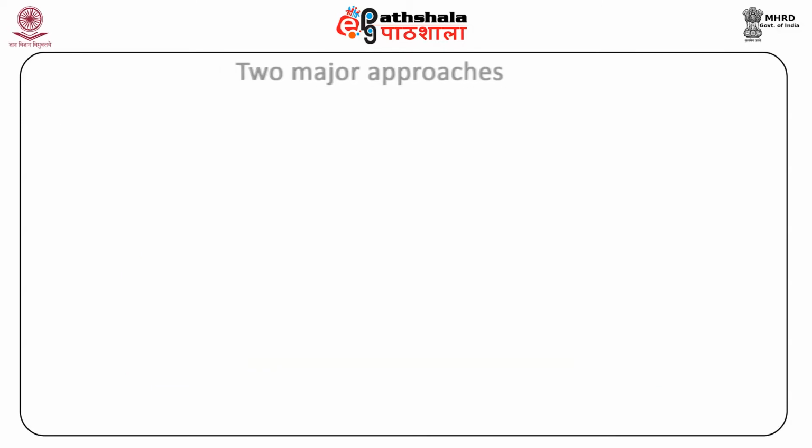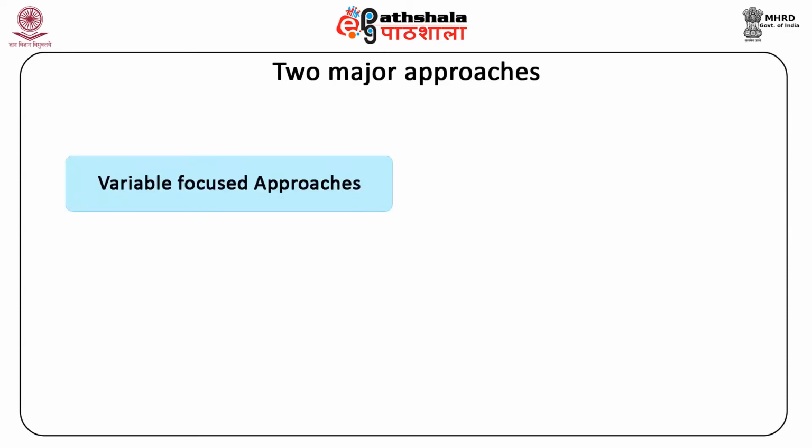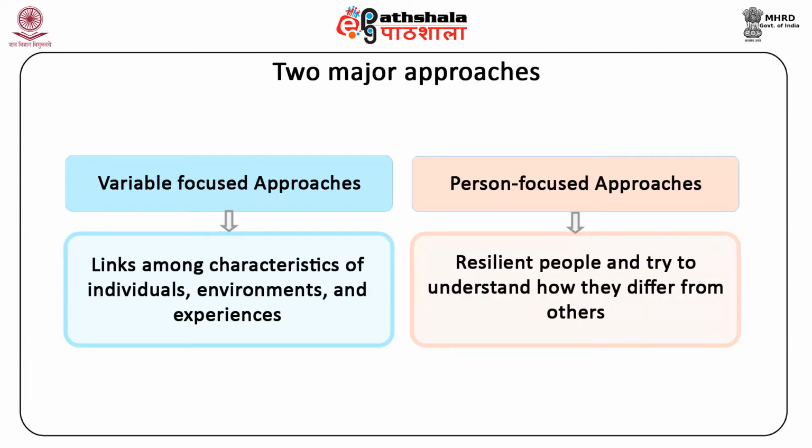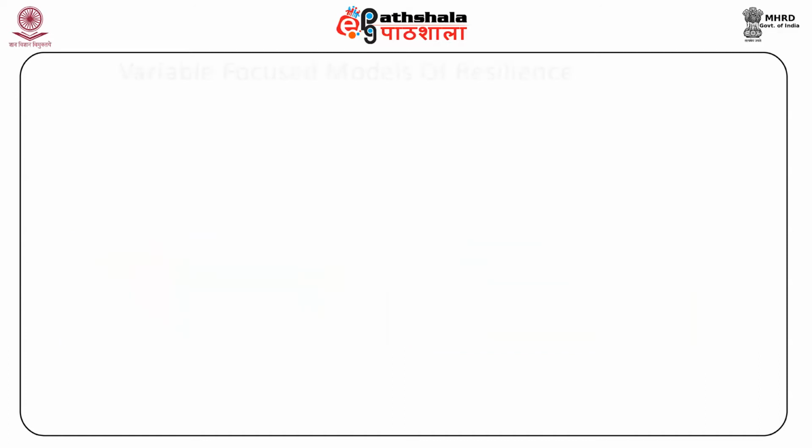Two major approaches have characterized the research on resilience. Variable-focused approaches examine the links among characteristics of individuals, environments, and experiences to understand the factors leading to good outcomes when risk or adversity is high. Person-focused approaches identify resilient people and try to understand how they differ from others who are not so resilient.